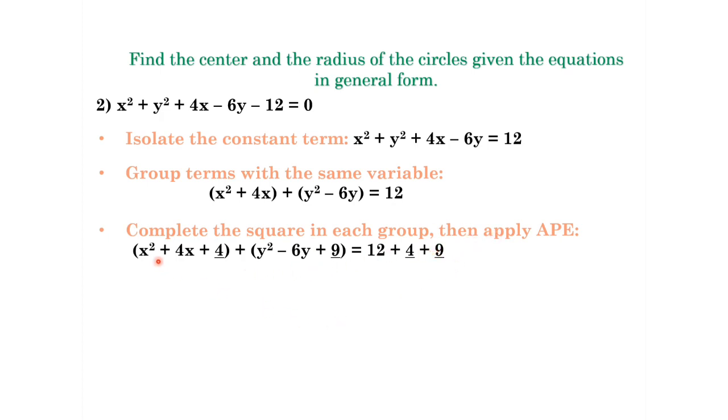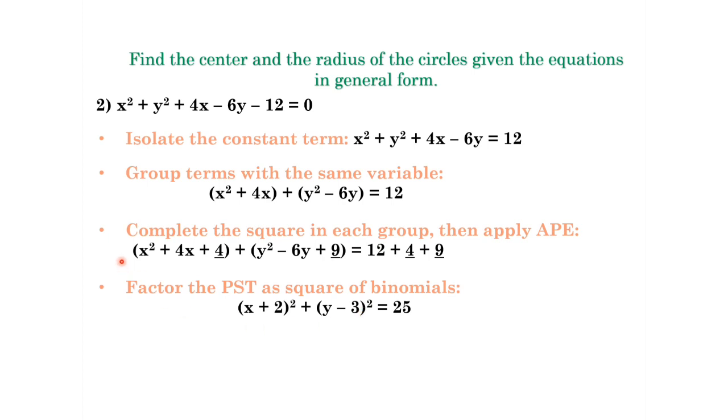And to get the factored version of this, square root of x squared is x, sign of the middle term is positive, square root of 4 is 2, square root of y squared is y, the sign of the middle term is negative, and then square root of 9 is 3. Then 12 plus 4 plus 9 is 25. Hence, our center is negative 2, positive 3, radius is 5.